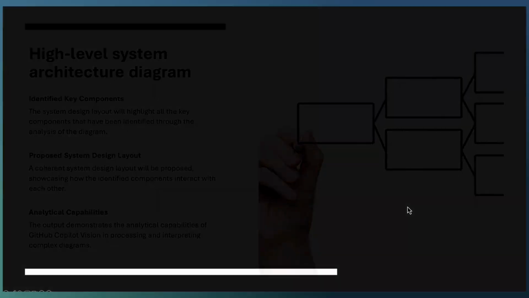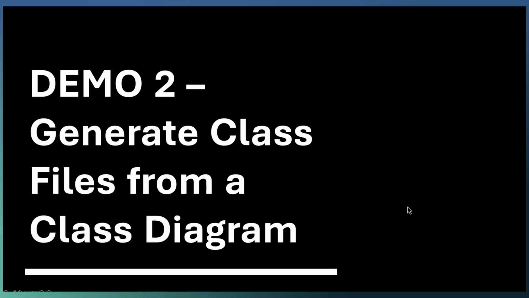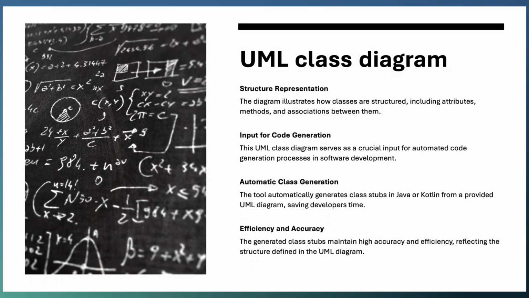Now let us quickly move to the second example, where we normally deal with a lot of class diagrams. That is part of our high level design or low level design. We define the complex class diagrams and the relationships between different classes. How can we create the class files out of these class diagrams? The UML class diagrams play a major role in the overall SDLC cycle.